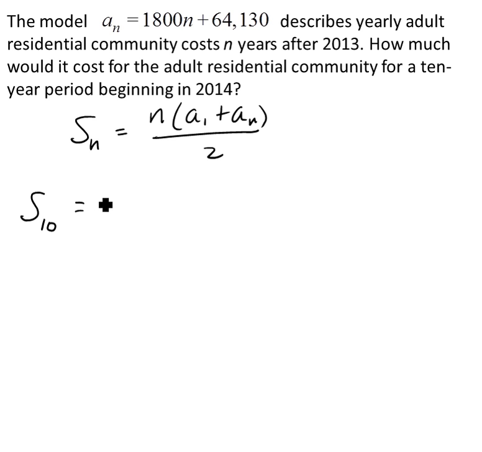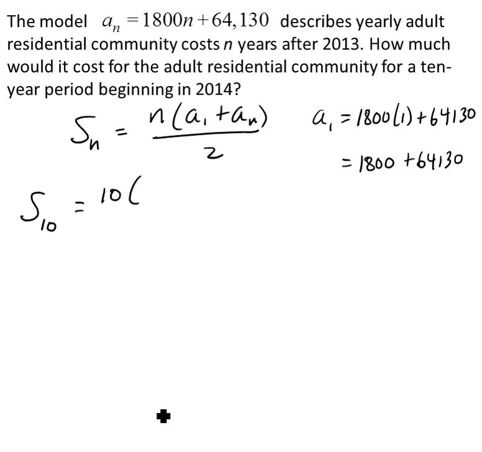And so our n is 10, and then a1, that's the first term, and we don't necessarily have that listed here, so we need to figure that out using that formula. So we need to figure out a1, which based on the formula is 1800 times 1 plus 64,130. So 1800 times 1 would just be 1800. And so that comes out to 65,930. So that's our a1.